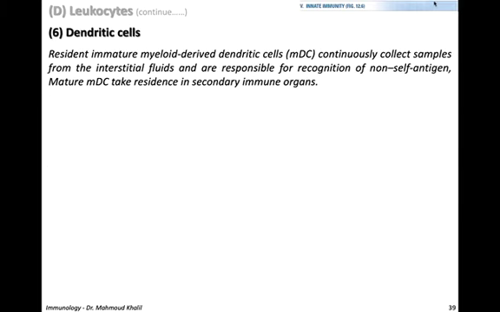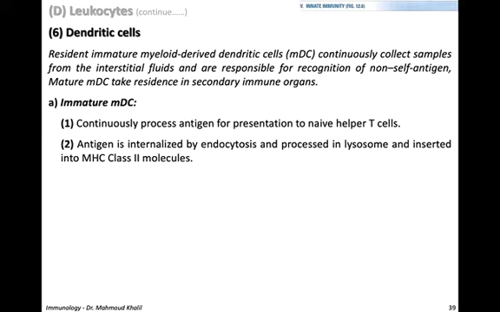For the dendritic cells, the resident immature myeloid-derived dendritic cells are always collecting samples from the interstitial fluid. It's like a surveillance mechanism, responsible for recognition of non-self antigens. The mature myeloid dendritic cells take residence in secondary immune organs. The immature dendritic cells continuously process antigen for presenting it to the T helper cells. The antigen is internalized by endocytosis, processed in lysosomes, and re-expressed on the cell surface together with the MHC class 2 molecule.